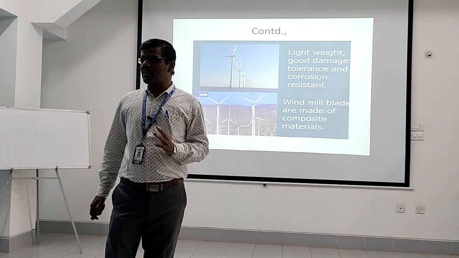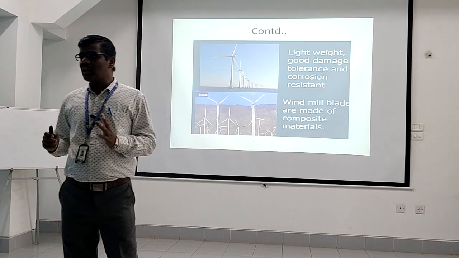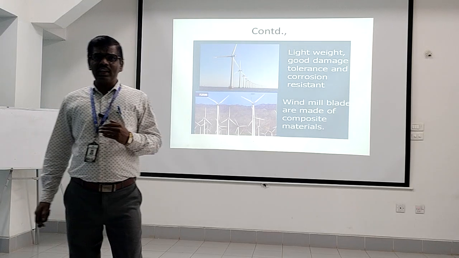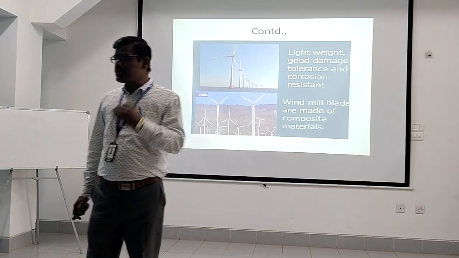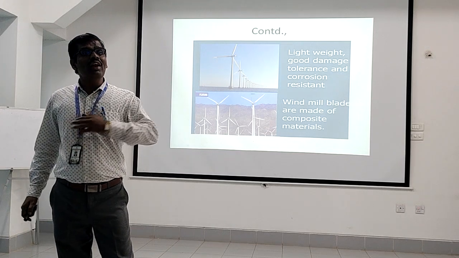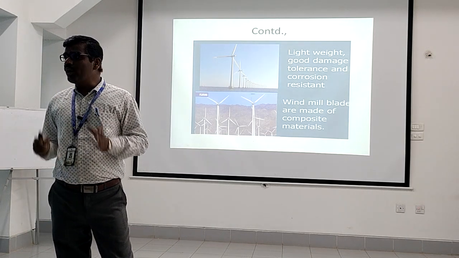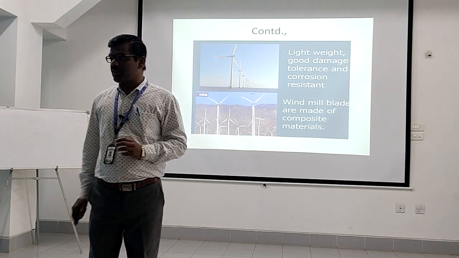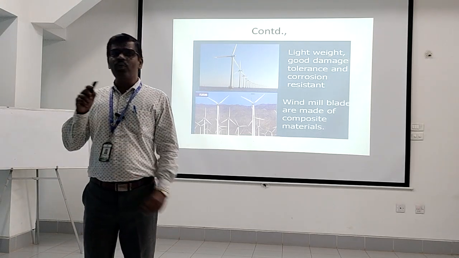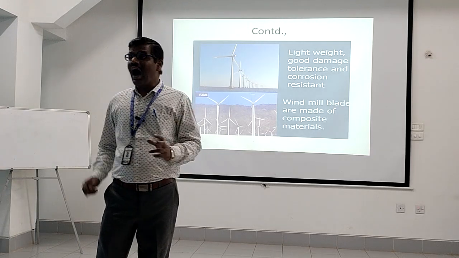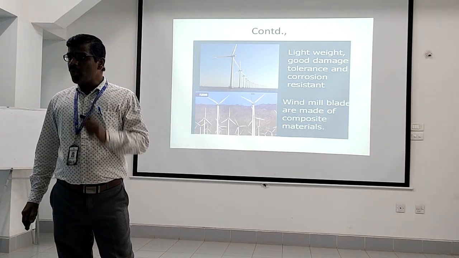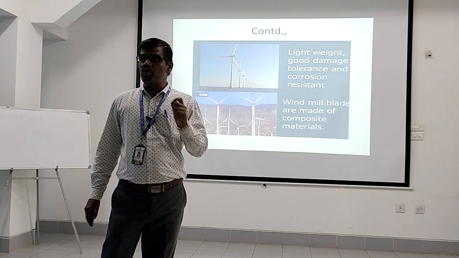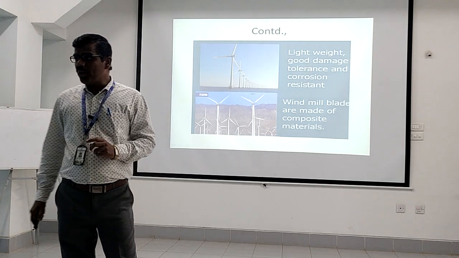And the second one is strength. Why do you require high strength composite materials? When the wind velocity reaches a certain cutoff speed, the wind velocity will be very high. Due to that high wind velocity, there is a chance of damaging the wind structure. To sustain that high wind velocity, we require higher strength wind blades. Because of that reason, high strength composite materials have to be used for the development of windmills.